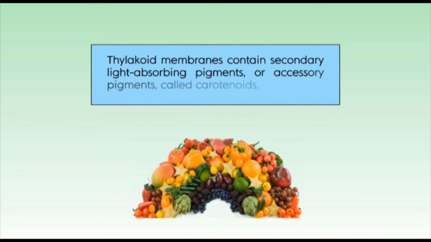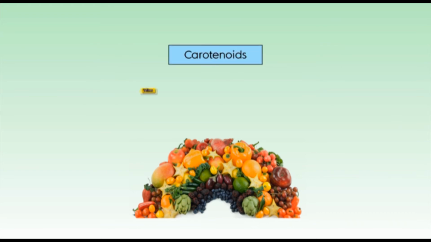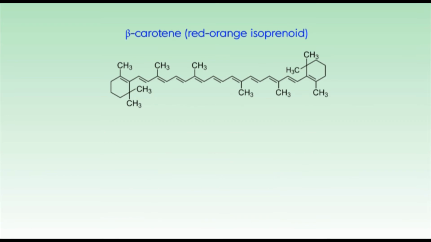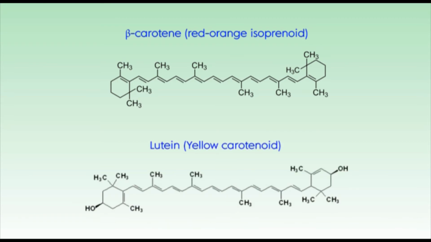Now let's look at carotenoids. In addition to chlorophylls, thylakoid membranes contain secondary light-absorbing pigments or accessory pigments called carotenoids. Carotenoids may be yellow, red, or purple. The most important are beta-carotene, which is a red-orange isoprenoid, and the yellow carotenoid lutein. The carotenoid pigments absorb light at wavelengths not absorbed by the chlorophylls and thus are supplementary light receptors.